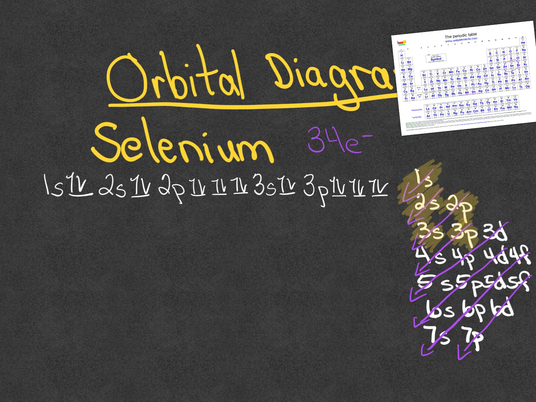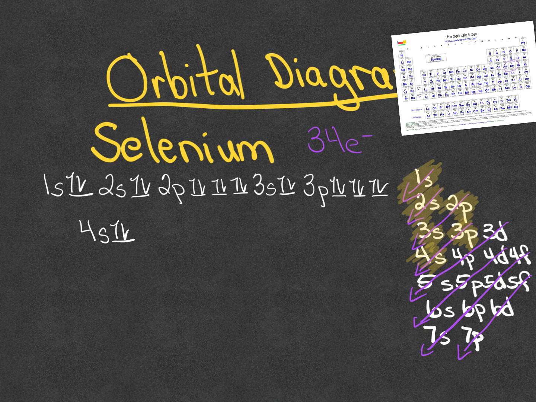Okay, from 3p, I go to 4s. So I'm going to come down here, 4s, one orbital, and I'm going to fill that one up. Still trying to get to 34 electrons. So when you count all your arrows, you stop when you get to 34. So we've got 10, 11, 12, 13, 14, 15, 16, 17, 18, 19, 20. Right now we have 20. So we got to keep going.